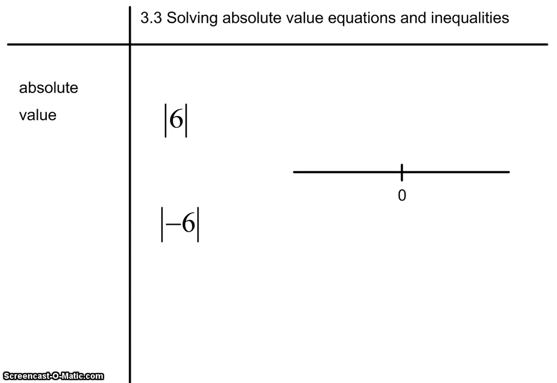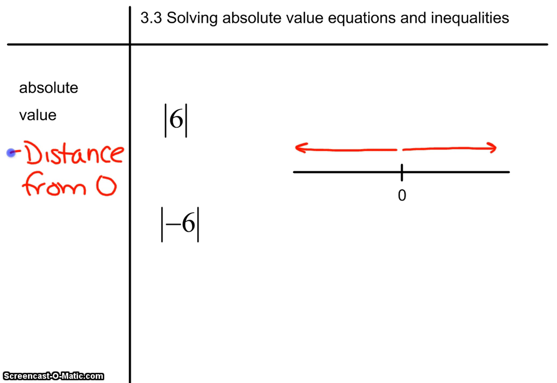All right, in this lesson we're going to look at solving equations involving absolute value and inequalities involving absolute value. Remember the idea that absolute value is talking about your distance from zero. That's actually our definition: absolute value is how far something is from zero. Therefore, we have something that's that distance to the right of zero and that distance to the left of zero.